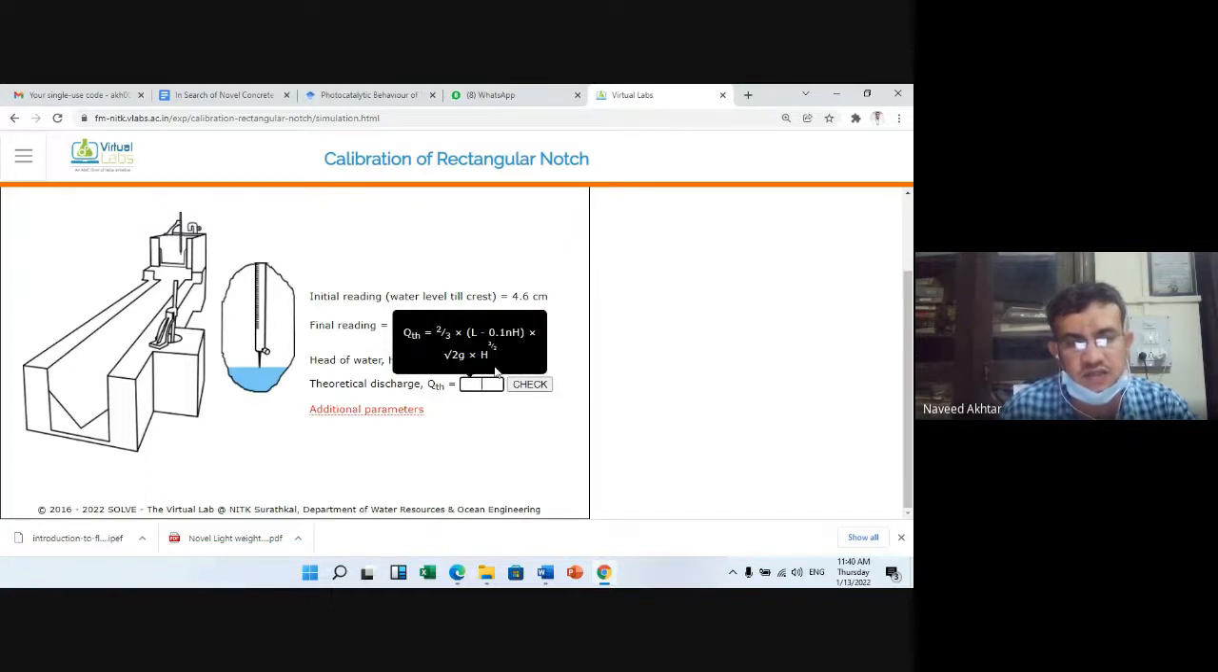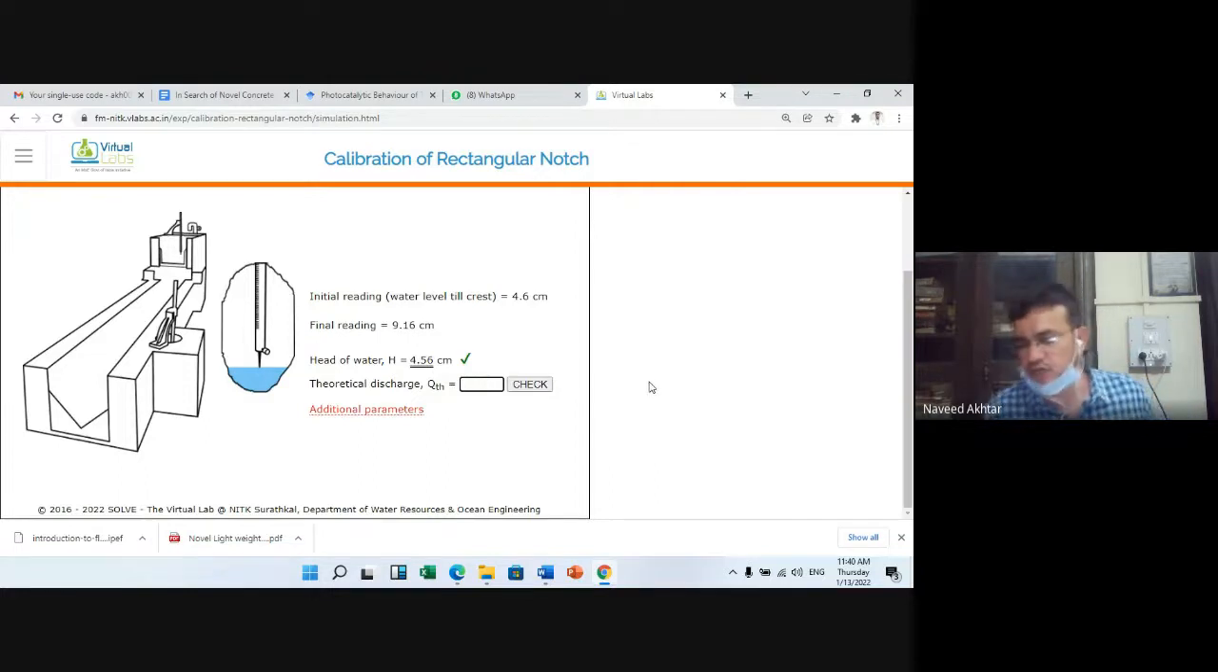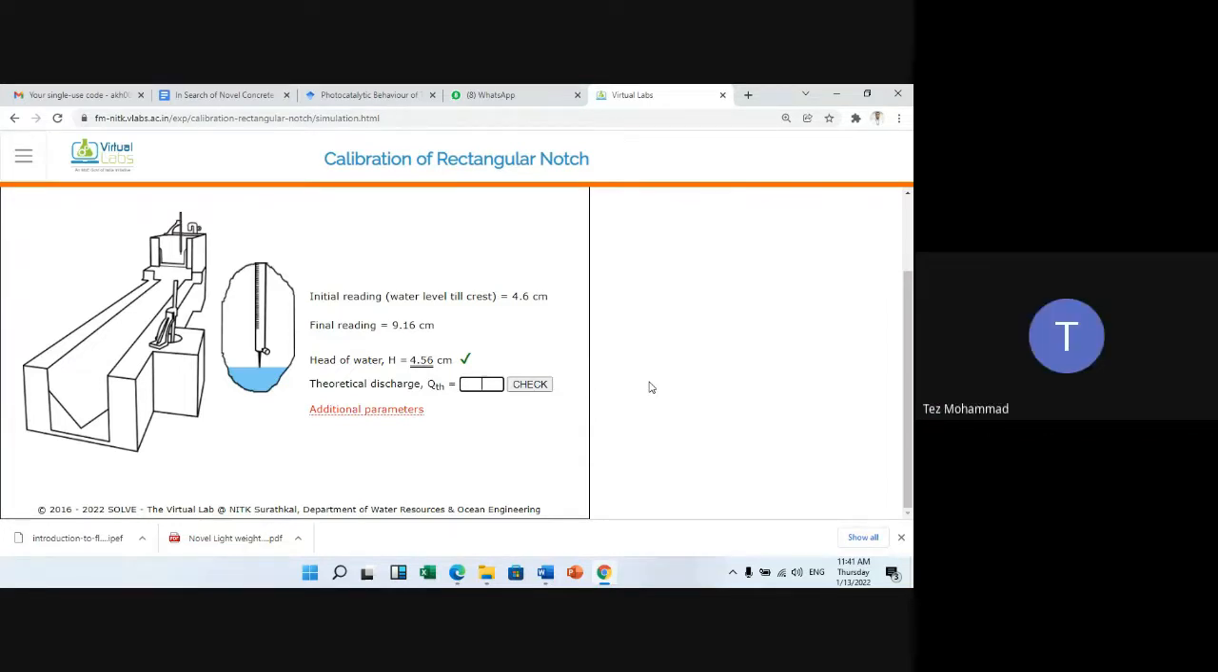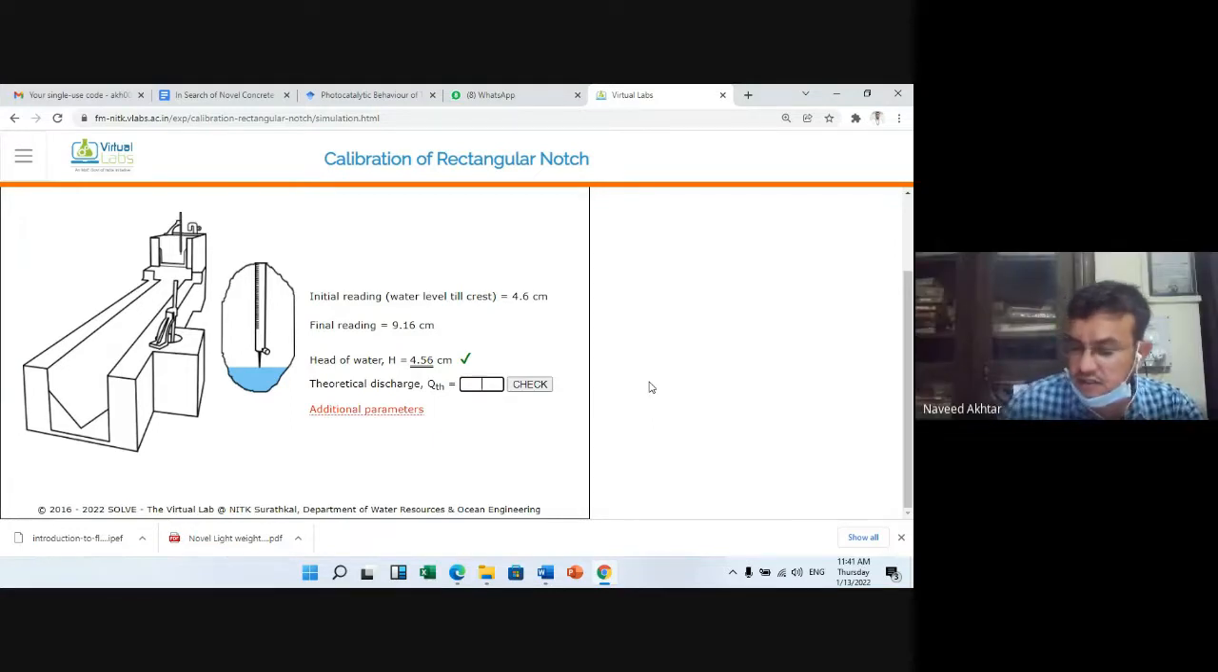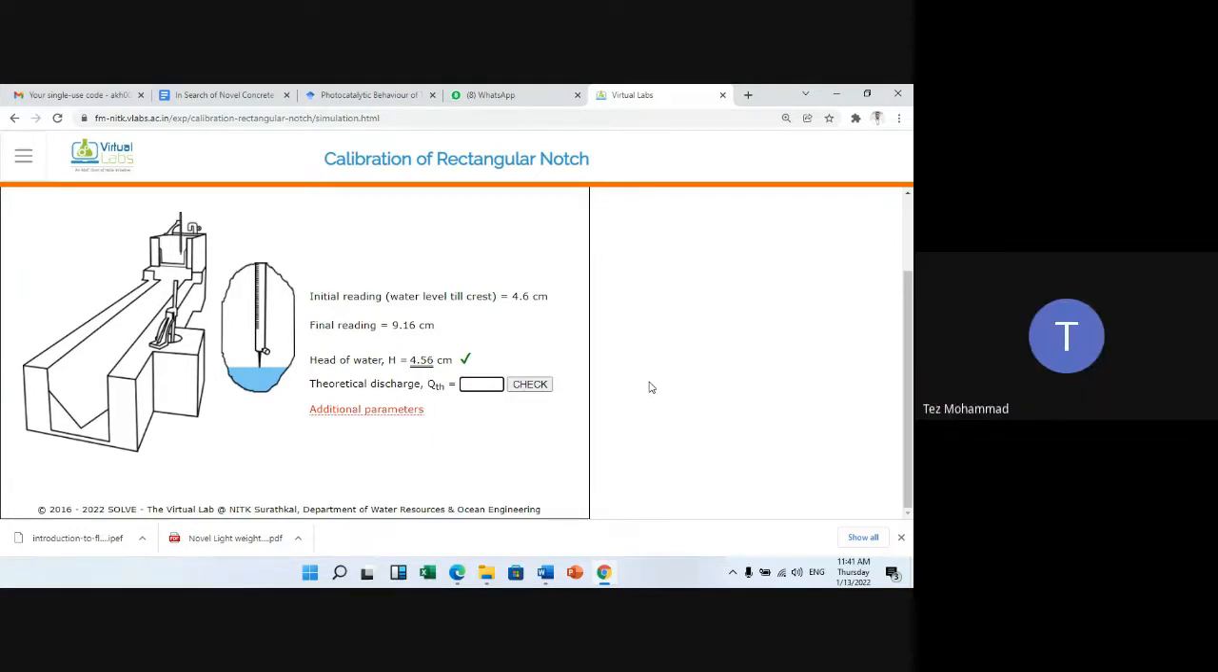Under root of 2g, g is 9.81, so 2g is 19.62. Find out the under root of that and you will get the answer. Please give me the theoretical discharge value. Please put the values in the formula. You said 2.69? These are theoretical discharge.